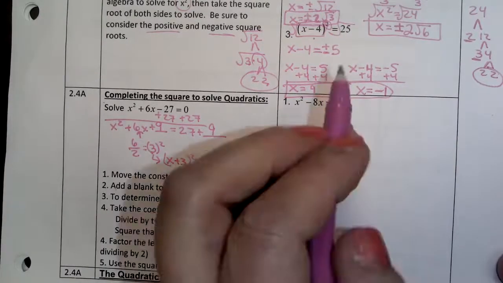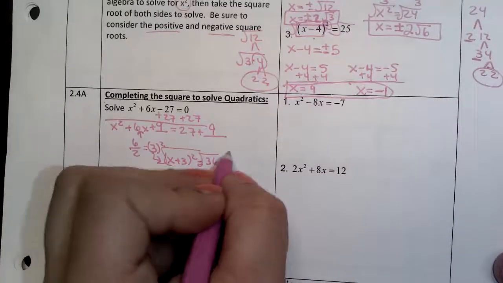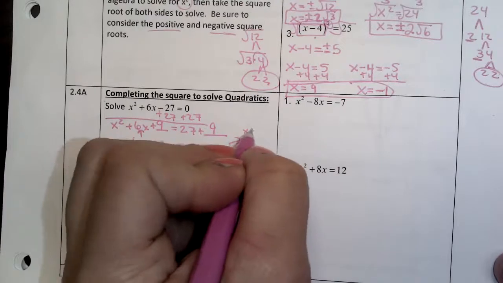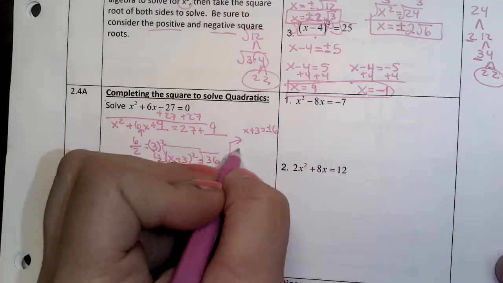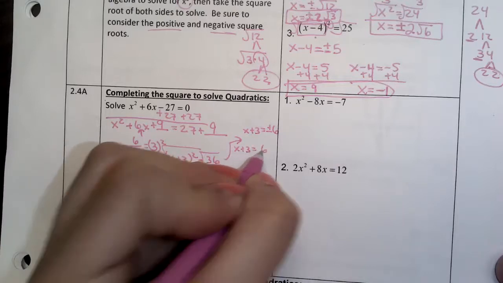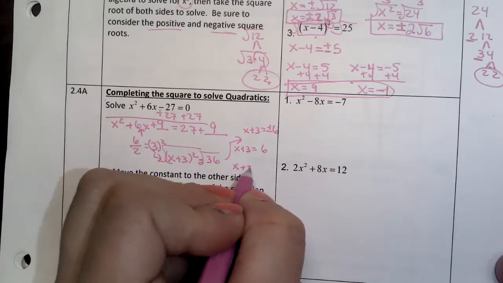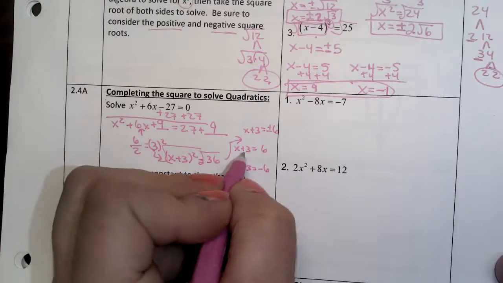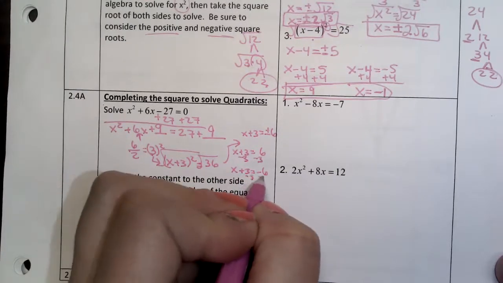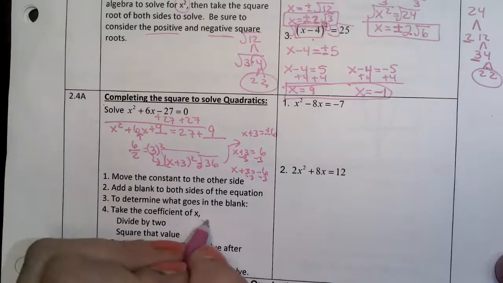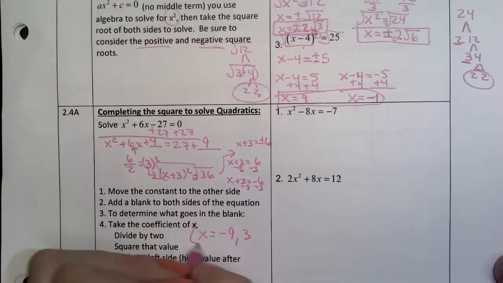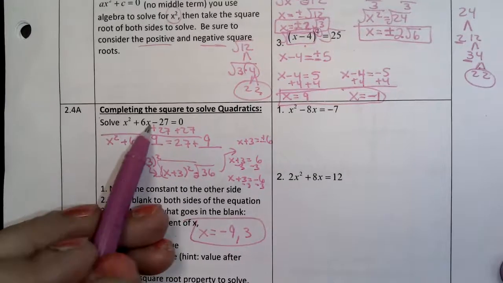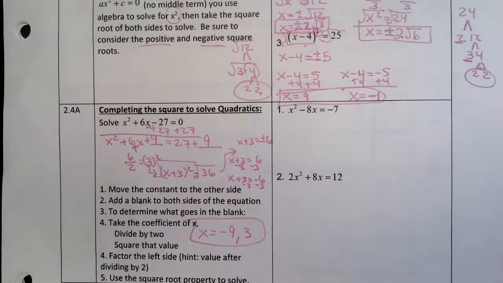Now we can solve it just like we did these previous problems. So we're going to square root both sides. Let's see, I'm running out of room. So x plus 3 equals plus or minus 6. Okay, so x plus 3 equals 6, and x plus 3 equals negative 6. So subtract 3 from both sides, and we get x equals negative 9 or 3. Okay, so if we plug either one of those values in here, it will give us 0.